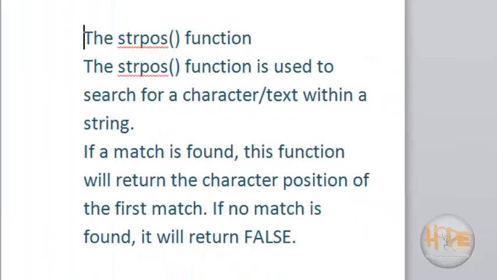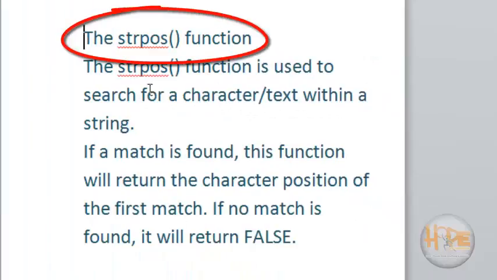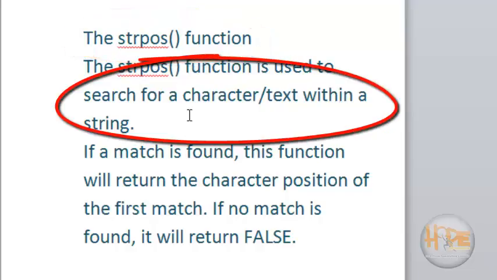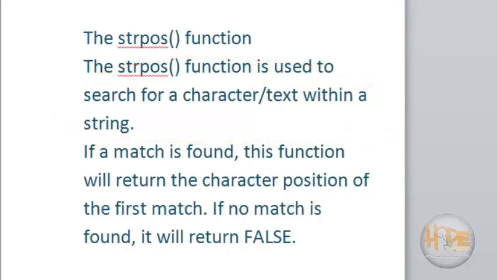Next, the string position function, strpos function. By using this function, we can search for a character or text within a string. If a match is found, this function will return the character position of the first match. If no match is found, it will return false.